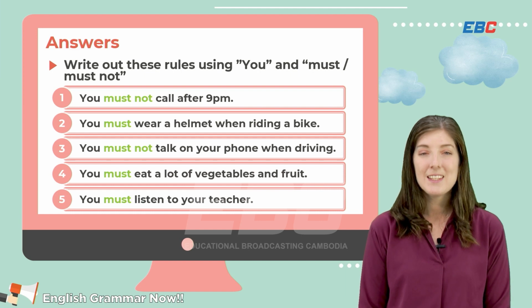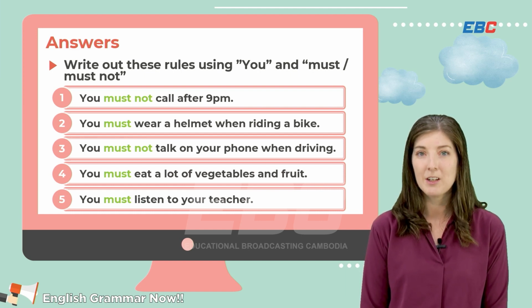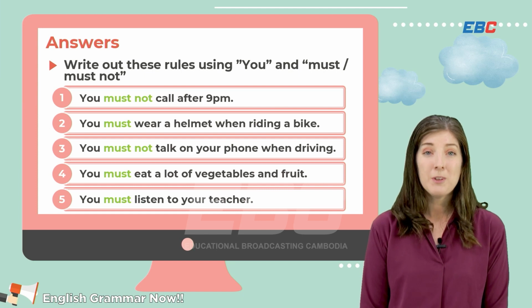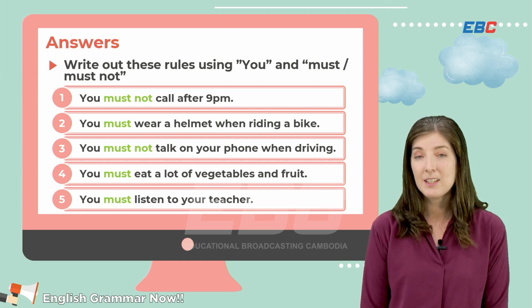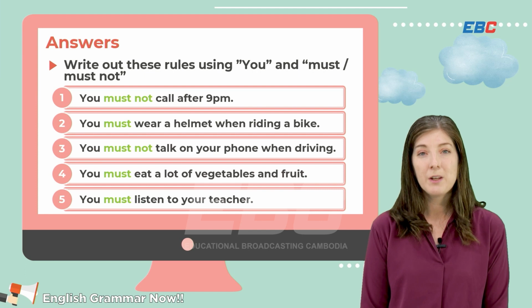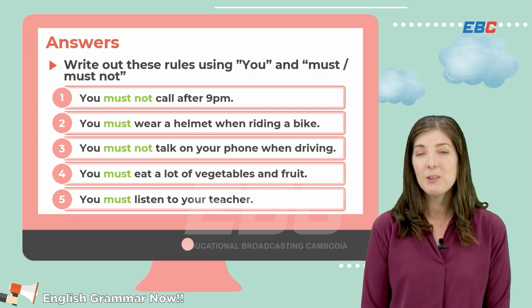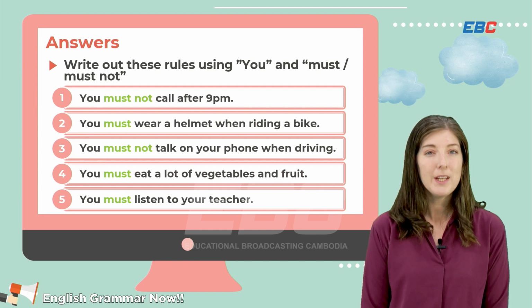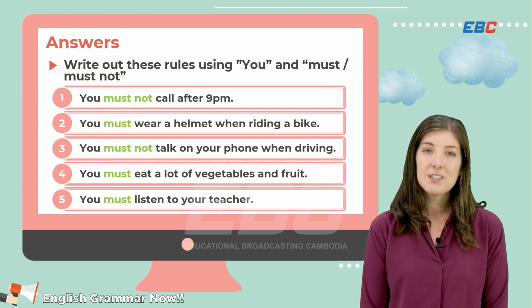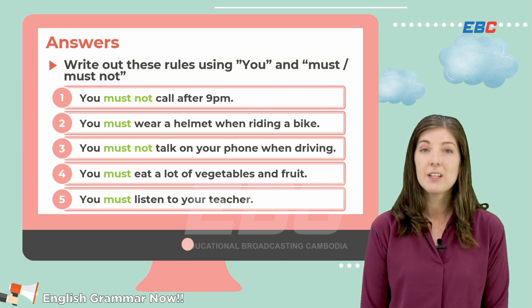You can see in these examples that there are different kinds of rules here. Some of them are very important for our safety. Some of them are more like rules our parents might give us. But for all of these kinds of statements, we can use must to say that it's something that's very important to do.